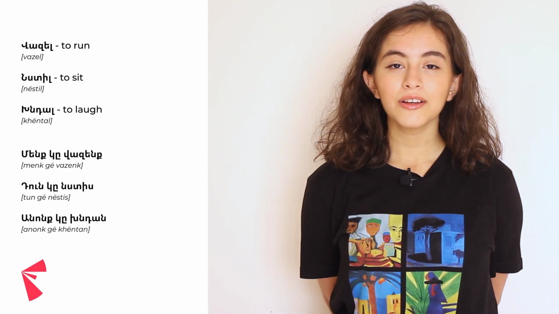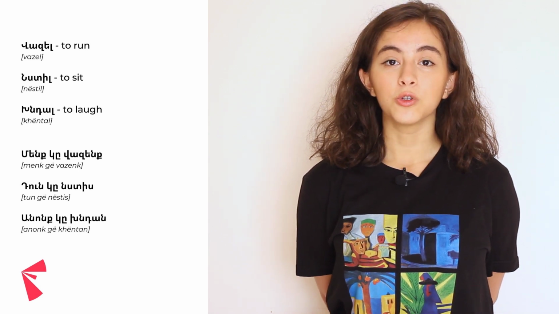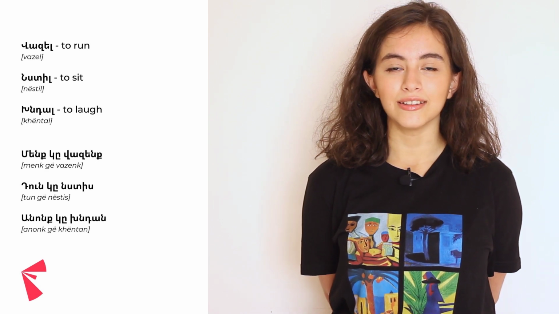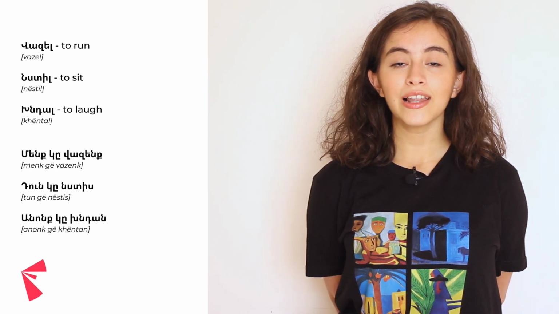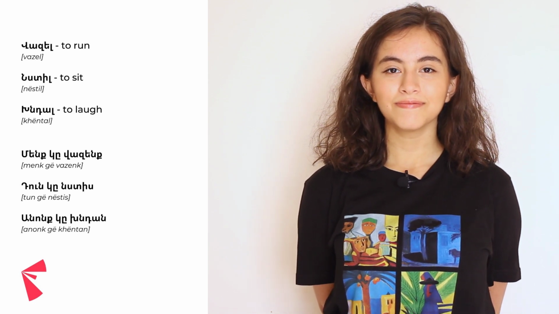Congratulations on making it this far. Now it's time to try it out for yourself. Try to translate the following sentences into Armenian. We run. Run in Western Armenian is vazel. You sit. Sit in Western Armenian is nastil. And they laugh. Laugh in Western Armenian is khantal.